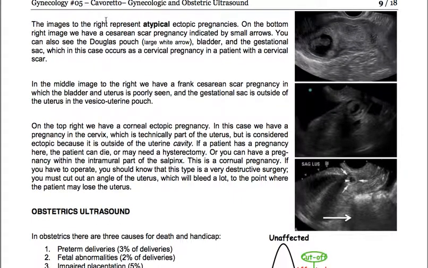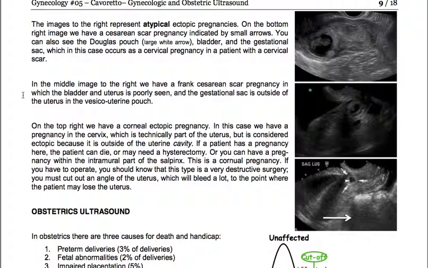The images to the right represent typical ectopic pregnancies. On the bottom right image, we have a cesarean scar pregnancy indicated by small arrows. You can see the Douglas pouch, bladder, and the gestational sac, which in this case occurs as a cervical pregnancy in a patient with a cesarean scar. In the middle image, to the right, we have a frank cesarean scar pregnancy in which the bladder and uterus are poorly seen, and the gestational sac is outside of the uterus in the vesico-uterine pouch.